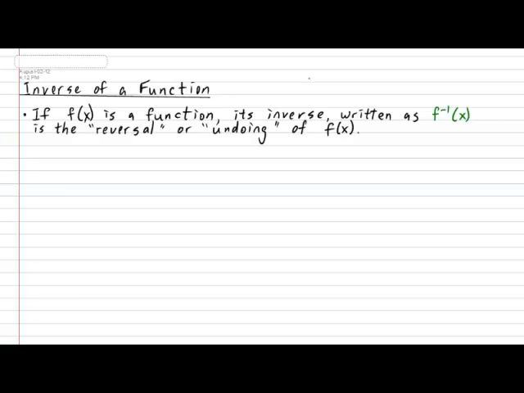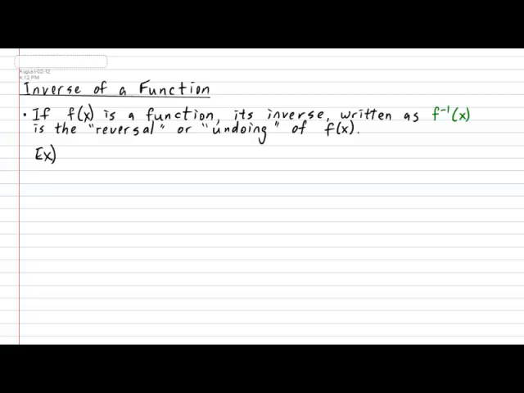Suppose I had a function f of x. The inverse, written as f minus 1 of x, means its reversal or the undoing of the original function. And keep in mind, the notation f minus 1 of x does not mean f exponent minus 1. It means f inverse of x. And you'll hear me saying that quite a bit. Let's take a look at what inversing a function does through a quick example.